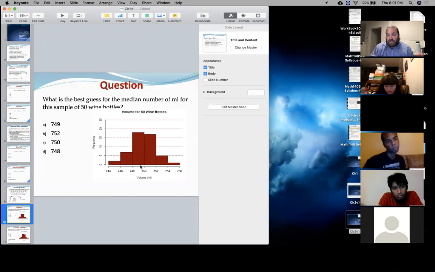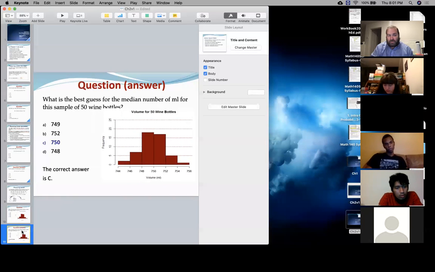I have no idea, so I'm going to assume the center of the class. So if the 25th and the 26th were both the center of the class, which is 749, then what's halfway between the 25th and the 26th? Also 749. And therefore, I say the answer is A, and the correct answer is C.